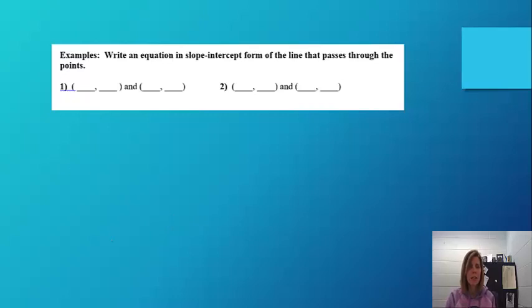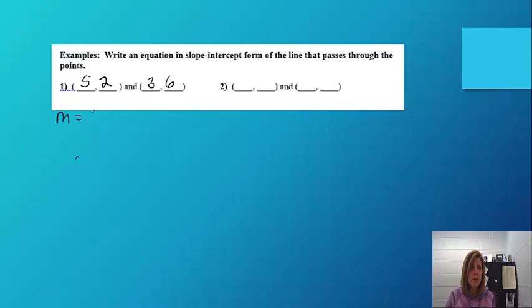So the examples say write an equation in slope-intercept form of the line that passes through the points. My first example is going to be the line that passes through (5, 2) and (3, 6). All right, so you'll notice we have 2 points this time. They did not give me the slope, but we know how to find the slope, so it's no big deal.